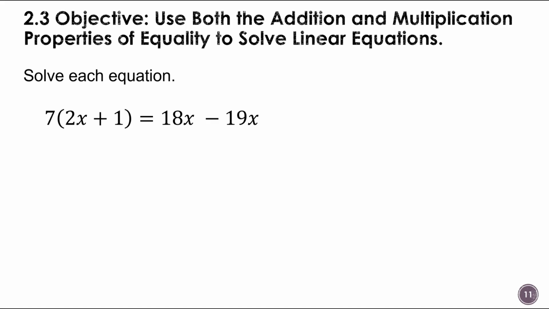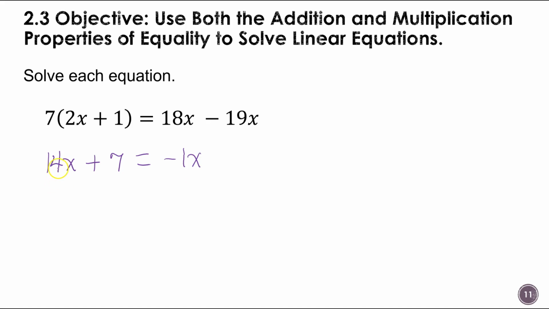So notice on the left-hand side, we have to distribute the 7 to clear out the parentheses. That's called the distributive property. So we take 7 times 2x and 7 times 1. On the left-hand side, we're going to combine those terms because we have 18x minus 19x, so that's negative 1x. You don't have to write the 1, but I'm just going to write it this time.